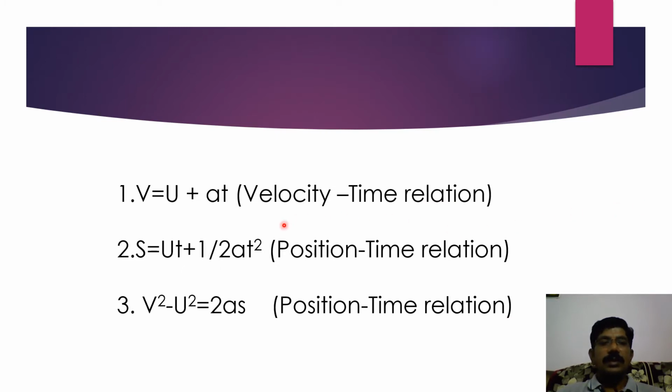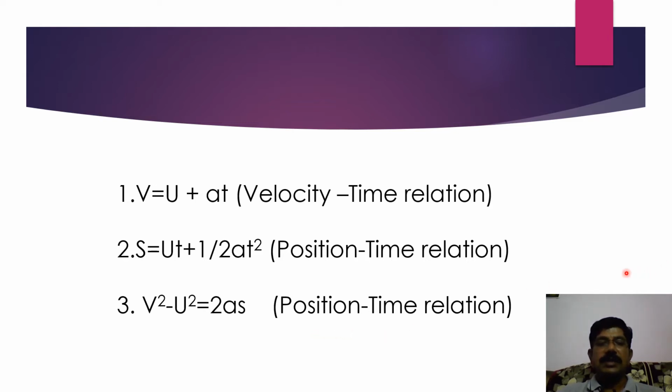There are three equations of motion. One is v is equal to u plus at. This equation gives the relation between velocity and time. The second equation is s is equal to ut plus half at square. It gives the relation between position and time. Next, the third equation is v square minus u square is equal to 2as. This gives the relation between position and time.